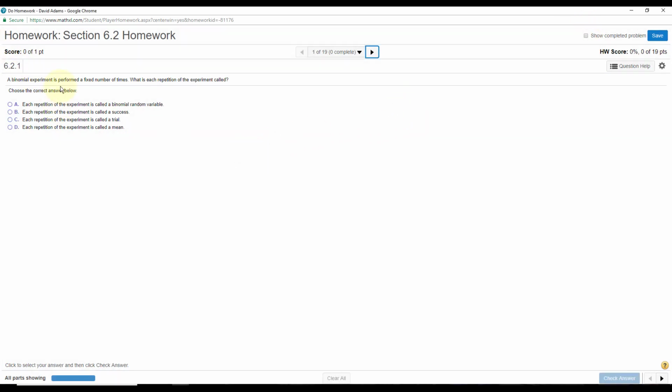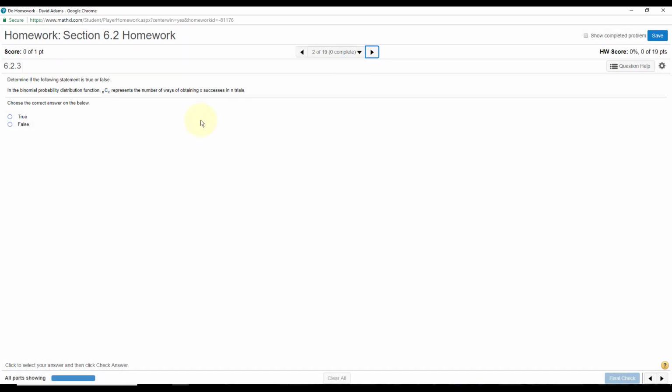A binomial experiment is performed a fixed number of times. What is each repetition of the experiment called? Okay, just read the book or look at the lecture. In the binomial probability distribution, the combination nCx represents the number of ways of obtaining x successes in n trials. Again, you should look that up.